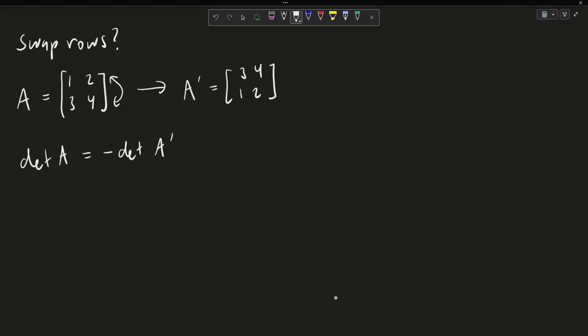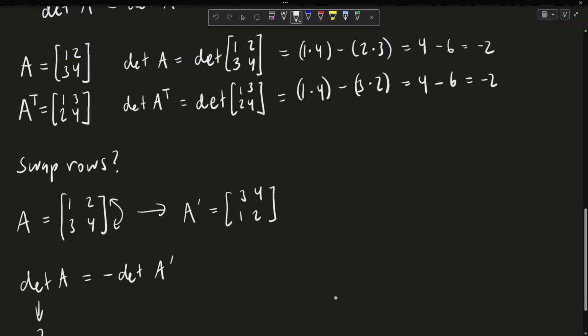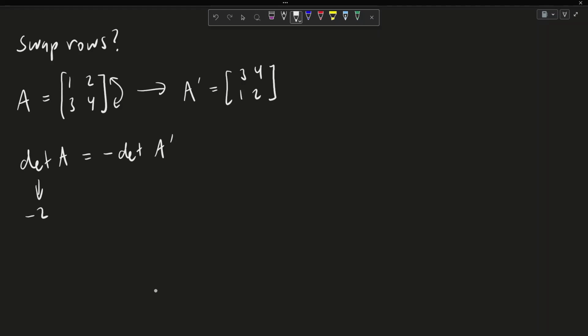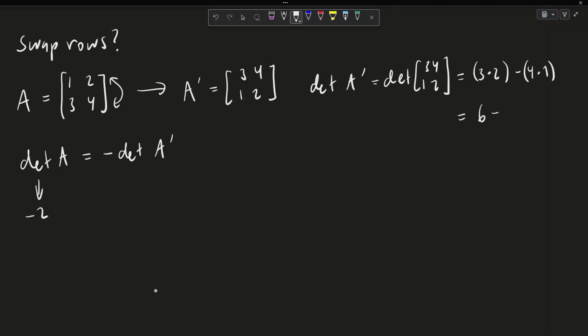And so let's show this. We know the determinant of A to be negative 2 from the earlier example here. So let's compute the determinant of A prime. So the determinant of A prime is equal to the determinant of 3, 4, 1, 2, which is equal to 3 times 2 minus 4 times 1. From this, we get 6 minus 4, which is equal to 2. Now, as you'll observe, 2 is a negative of negative 2.